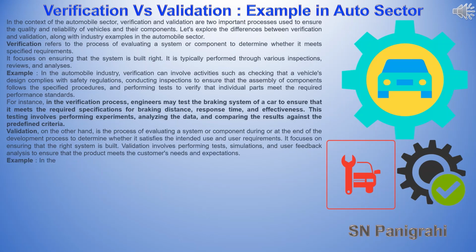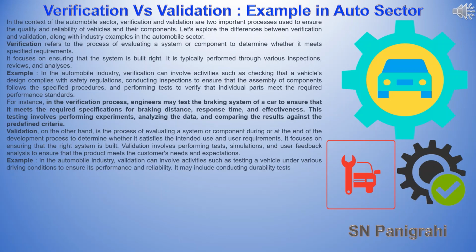Example: in the automobile industry, validation can involve activities such as testing a vehicle under various driving conditions to ensure its performance and reliability. It may include conducting durability tests to validate the vehicle's ability to withstand harsh environments and extended use over time.